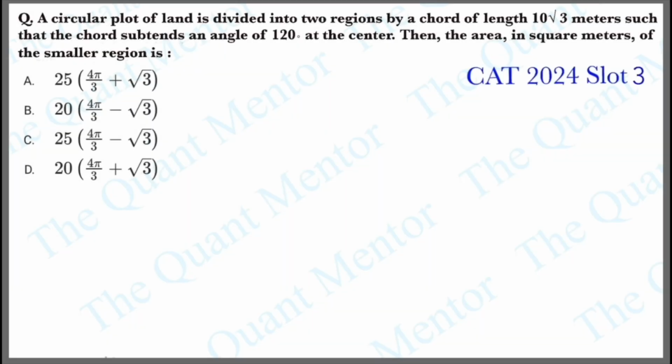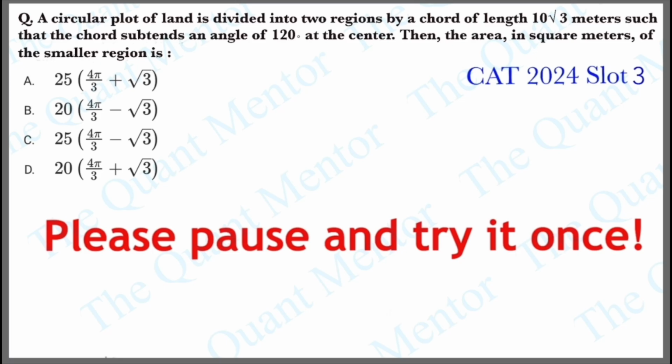Hello everyone, so this is your next question from CAT 24, the third slot. You can pause the video and give it a try and resume for the solution.